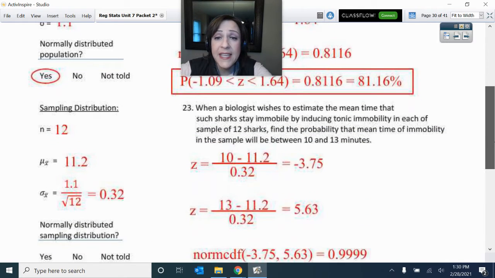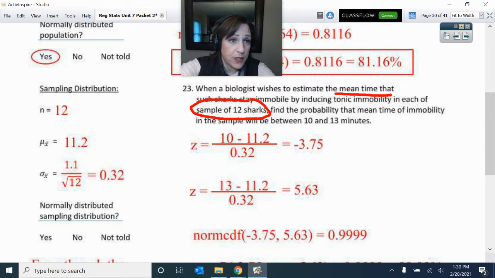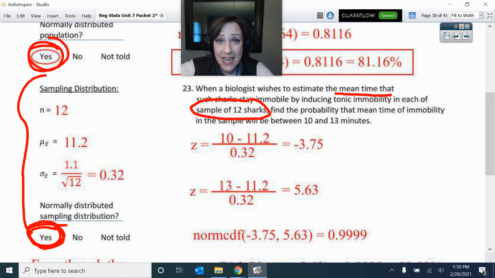Now, they wanted to estimate the average time for a sample of 12 sharks. That's how we know we're dealing with a sampling distribution. Remember, if this is yes in the population, then even if you have a small sample size, this is automatically yes down here, even if you have a small sample. Our sample size was small, because remember, large enough is greater than or equal to 30.